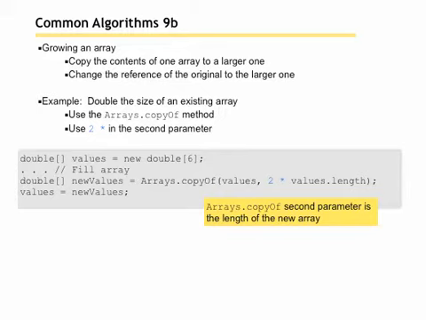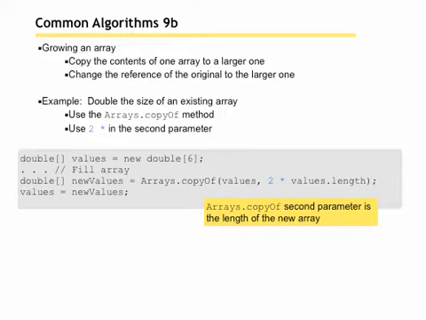Growing an array, you can copy the contents of one array into a larger one and then change the reference of the original one to the larger one. Note that if you change the reference first, you'll lose track of the original one and you won't be able to copy it. So make sure that you copy the contents first and then update the reference.